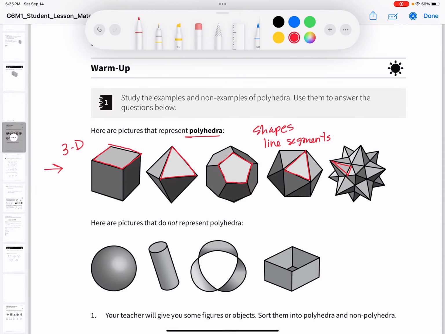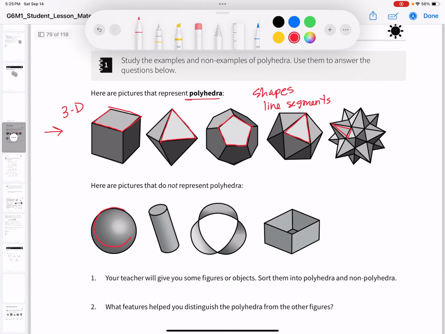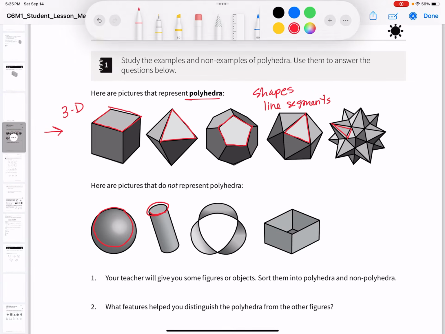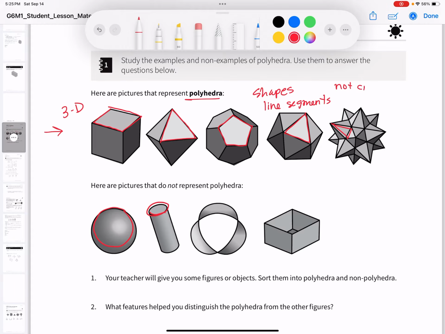Let's look at the non-examples. This is round. It's still a 3D shape, but it's circular. Again, this is circular. These are not circular up here. So I would say polyhedra are not circular or round. This has an open section in the middle, and this one doesn't have a top. So it must be a closed shape. Okay, can't have spaces, can't have missing lids or tops.